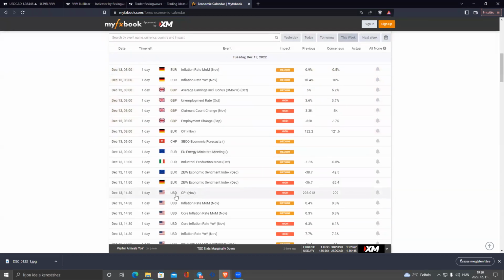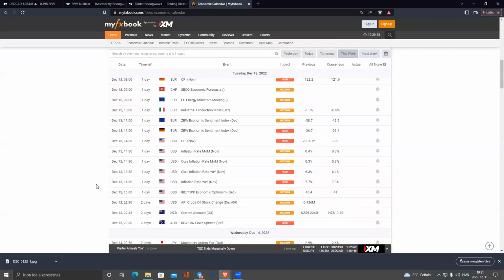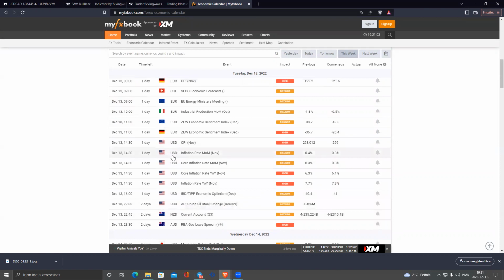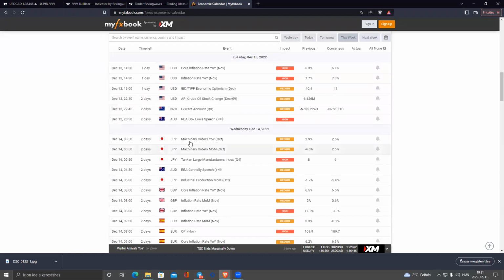Right, and after that the CPI from the USD. The last time we saw like a move of 100 pips or something like that, and probably Tuesday is gonna also be an interesting day. Also, if you see the inflation rate and things like that, and yeah, so also Monday I expect a volatile market, Tuesday a volatile market as well.